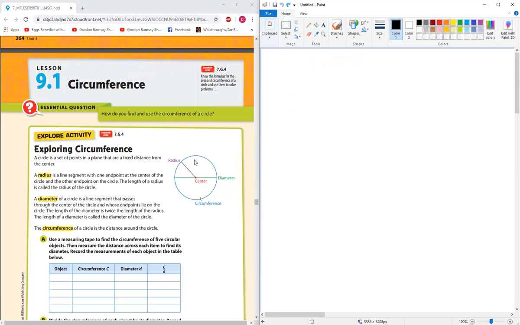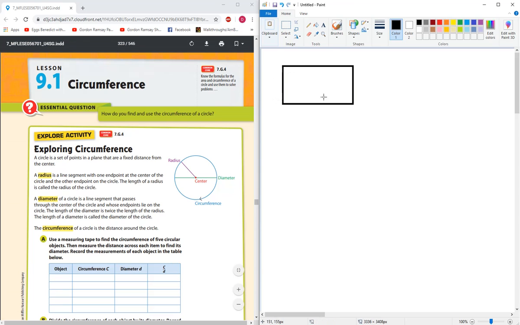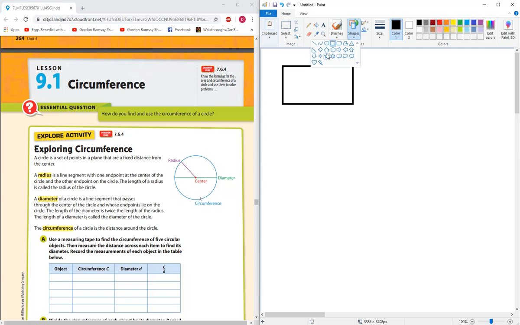Circumference is the distance around a circle. If you remember back to when we were talking about perimeter, perimeter is the distance around this rectangle. Circumference is exactly the same idea. The only thing is it's specific to circles. If it's not a circle, you're typically talking about perimeter. But if you're talking about a circle, you're going to be using circumference.